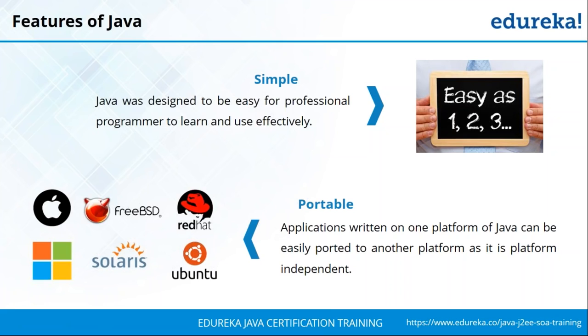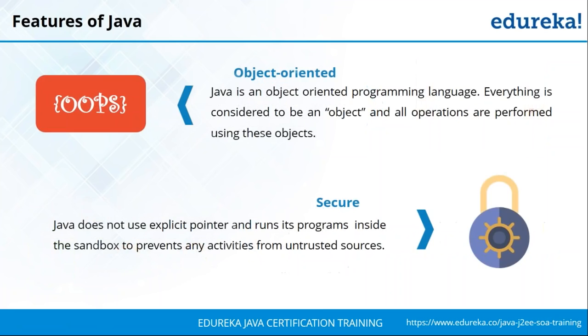It can be across multiple platforms. It could be across multiple operating systems. They could have separate configurations, but again, your Java program would not have any problem in executing across these platforms. After that, Java follows an object-oriented approach. We've already discussed everything in Java is considered to be an object, and every operation that you're going to be performing is through these objects itself.